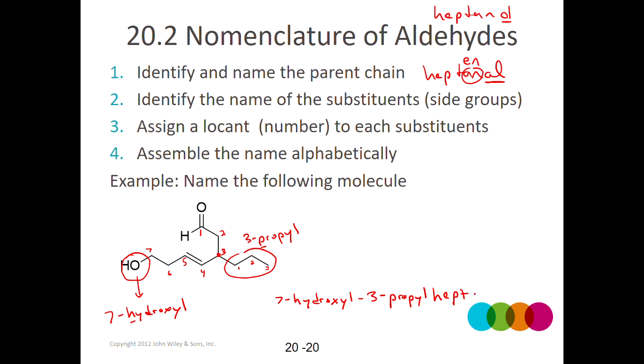So my parent chain is heptenal. But if I just write heptenal, I haven't included a number that tells me where the pi bond is. So I could put that here. Here the 4 indicates that the alkene is starting on 4 and bridging to carbon 5. And the AL at the end is indicating the aldehyde. I don't need a number for that because if there's no number, it's presumed to be on carbon 1, which is pretty much where it should always be.